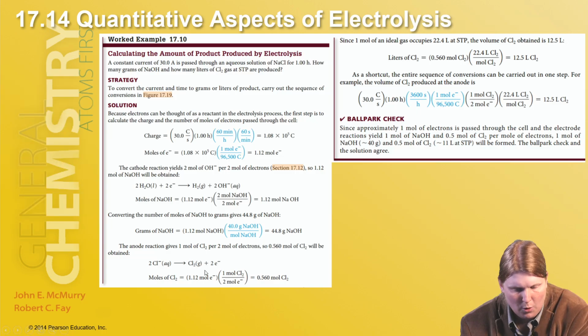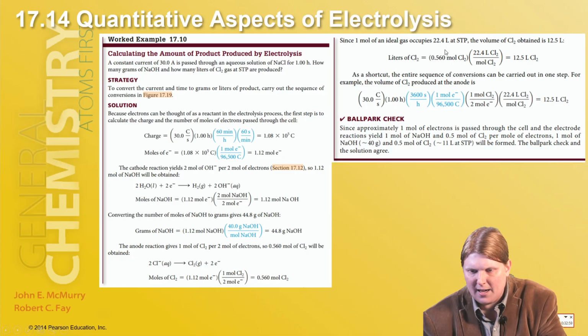Here there's only a 1 coefficient for the chlorine, so we'll get half as many moles of chlorine gas as electrons we put in, because it costs 2 electrons to make one of these. Then once we have moles of chlorine gas, we can use the ideal gas law, or remember that a mole of any ideal gas occupies 22.4 liters at STP, multiply those and get 12.5 liters of chlorine gas. You can also take this out as one step like they show here.